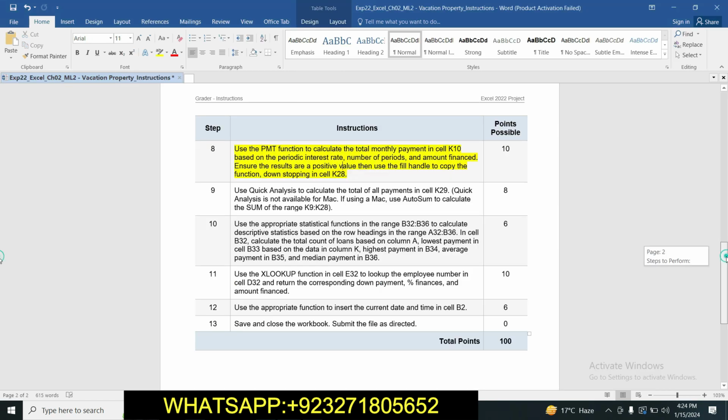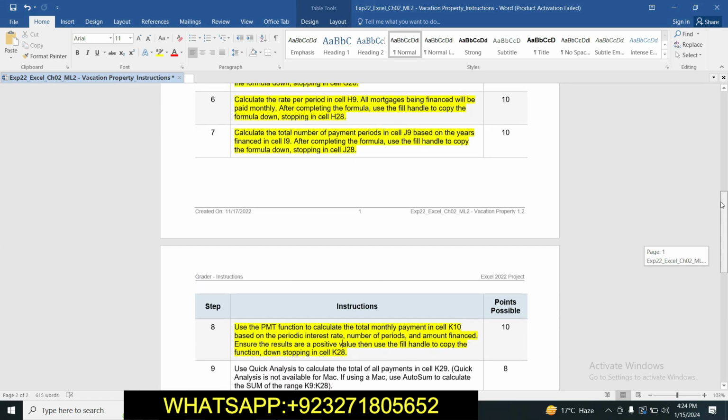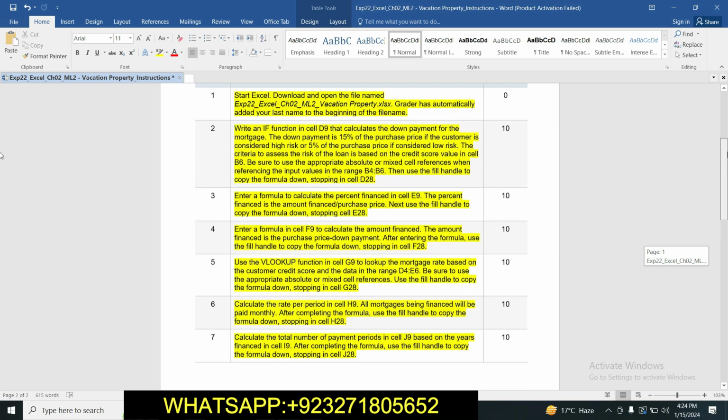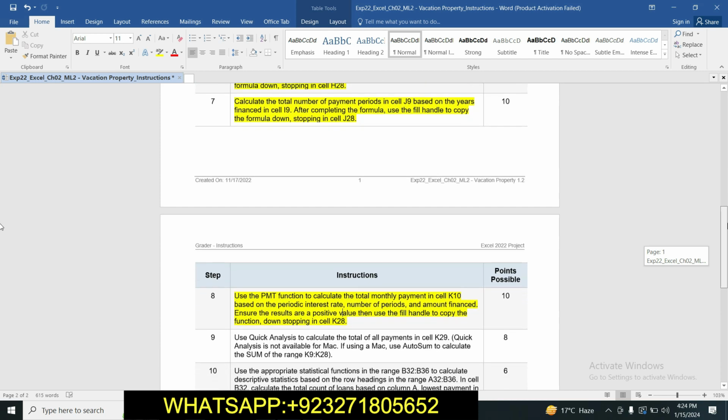Total steps in this assignment is 13. I have completed 8 steps by completing each and every detail given in these instructions.